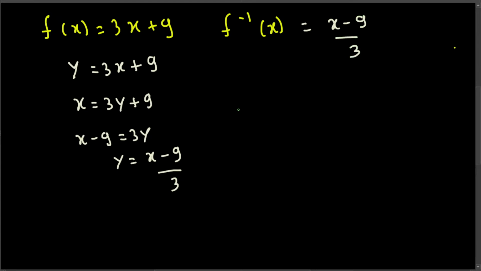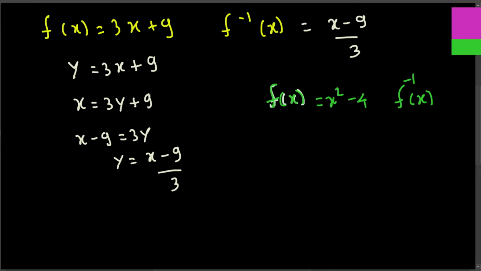Now let's look at another question. Let's say they have provided a function like f of x is equal to, let's write with a different color, f of x is equal to x squared minus 4. This is the given function, and the question is asking us to find the inverse function of this, f of minus 1 of x.